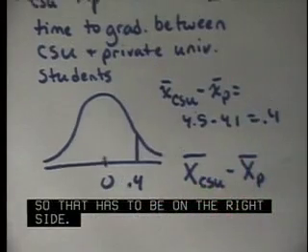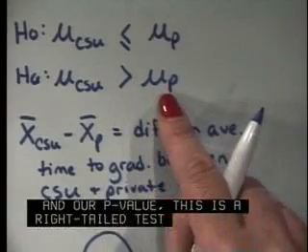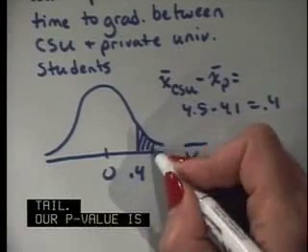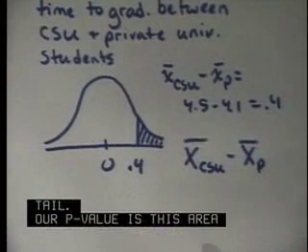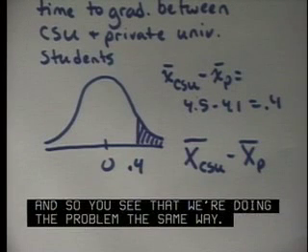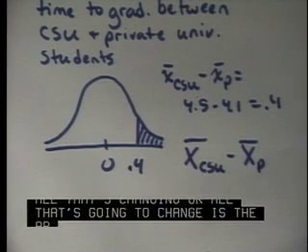And our p-value, this is a right tail test because we're going to reject in the right tail. Our p-value is this area above 0.4. And so you see that we're doing the problem the same way. All that's going to change is the arithmetic in calculating the test statistic.